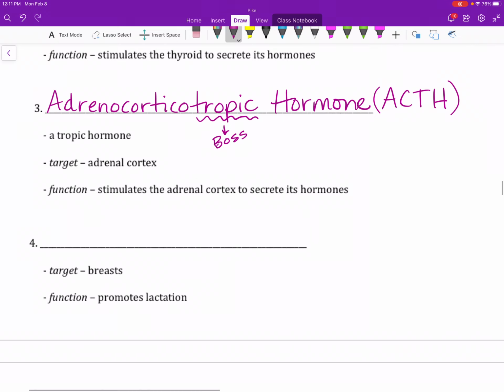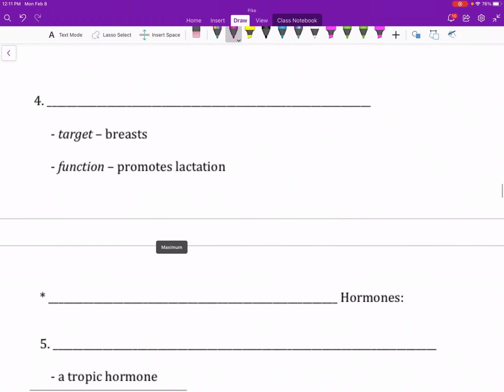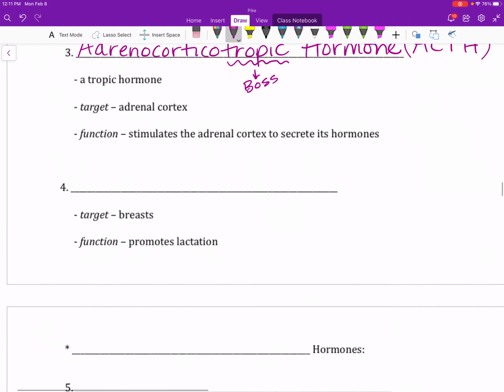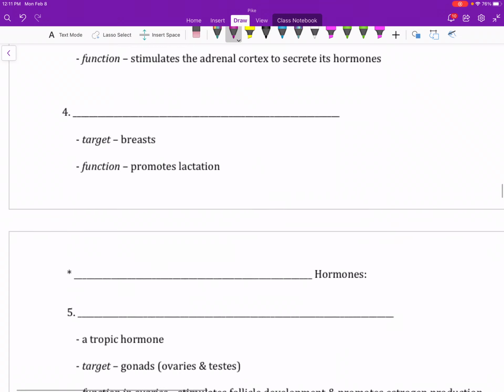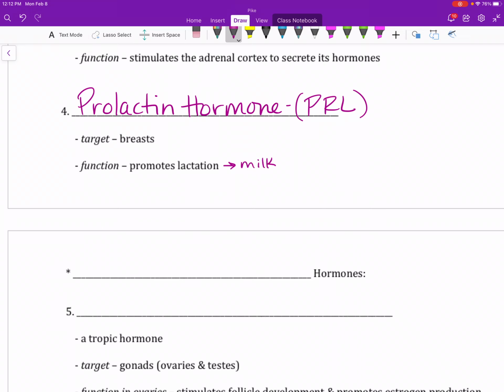Okay? The fourth hormone secreted by the anterior pituitary is not a tropic hormone. And so it has greatly different effects than the others. It is called prolactin. Prolactin hormone, or PRL. Okay. The prolactin hormone targets the female breast, and the function is it promotes lactation, and lactation is milk production.